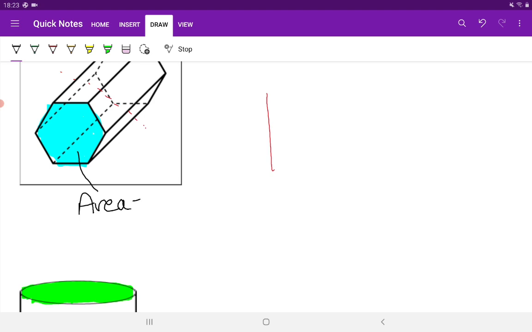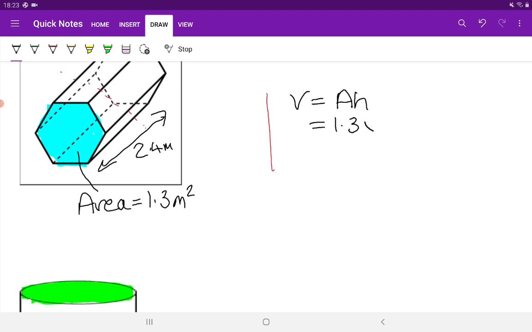I'm going to tell you that that area is 1.3 square metres, and I'm going to tell you that the height of this is, let's say, 2.4 metres. Okay, so the volume is the area times the height. So that's going to be 1.3 times 2.4. So again, we grab our calculators. 1.3 times 2.4, which is 3.12. And it's in metres this time, so it'll be metres cubed, cubic metres, okay, for our answer this time. And that's all we've got to do, guys.